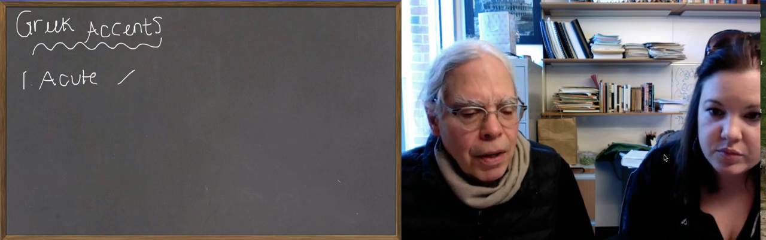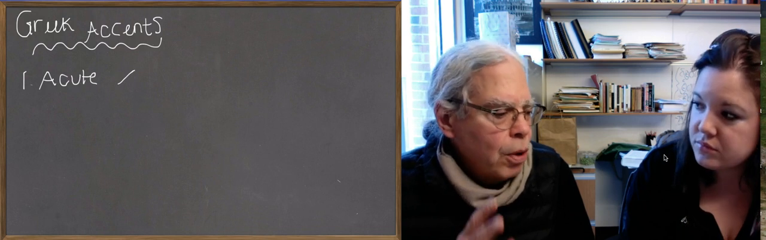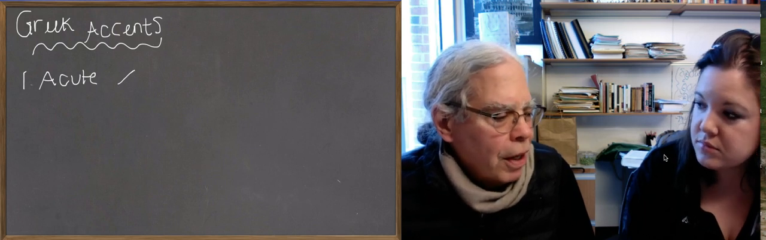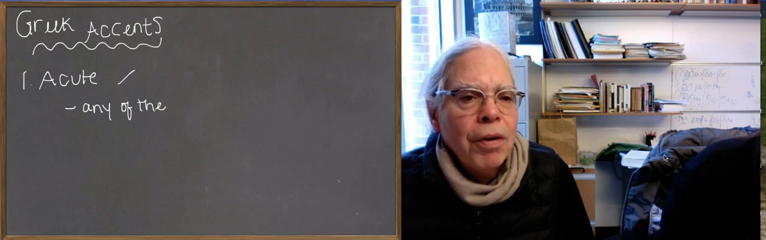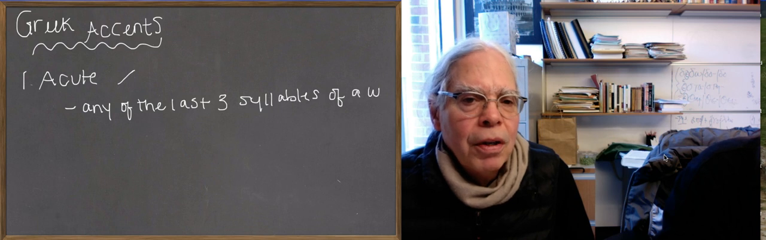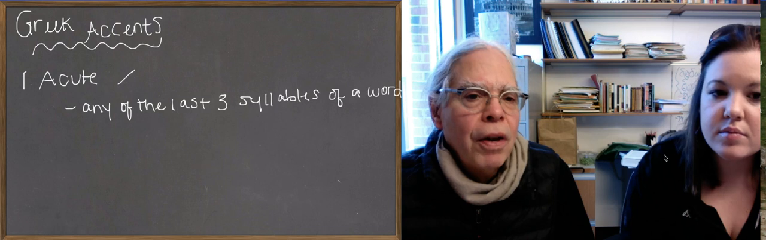The other thing is that an acute accent can go on any of the three last syllables of a word. We should write that down: any of the last three syllables. We'll talk about this kind of rule in a moment. Not all words even have three syllables, but if there are three, it can go on any of the last three.